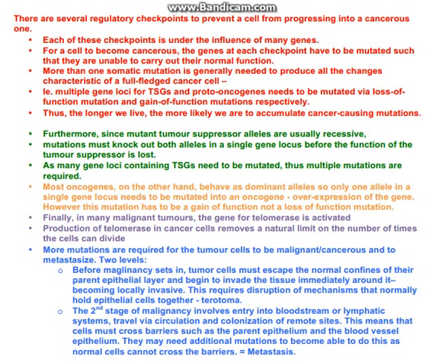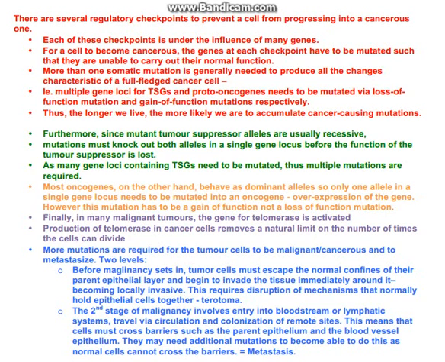Question: why is the development of cancer a multi-step process? There are several regulatory checkpoints to prevent a cell from progressing into a cancerous one. Each of these checkpoints is under the influence of many genes. For a cell to become cancerous, the genes at each checkpoint have to be mutated such that they are unable to carry out their normal function.